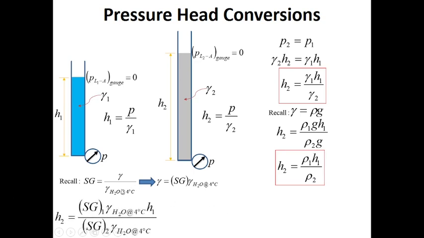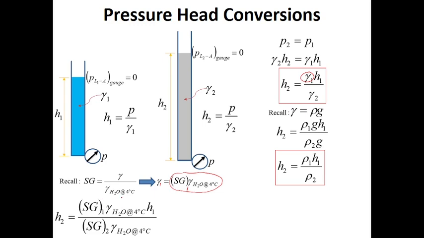So in this case, we can replace gamma sub 1 here by this one. If this is gamma sub 1, this is SG1. So that's why we have gamma sub 1 is SG1 times the unit weight of water at 4 degrees Celsius, times H1.